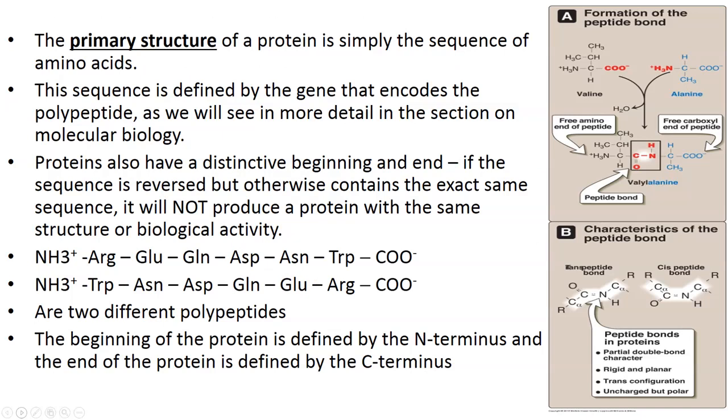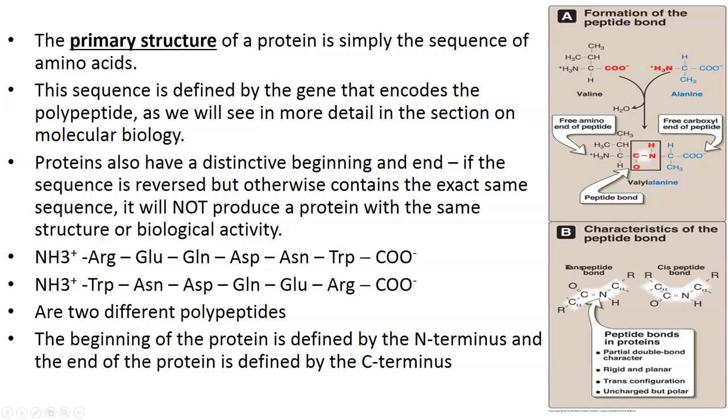So the primary structure of a protein is simply the sequence of amino acids. That's what we mean by primary structure, just the sequence of amino acids. That particular sequence is actually going to be defined by the gene that encodes it, and we'll be talking about that this week. Okay? Proteins have a distinctive beginning and end. Okay? That means you can't just reverse it and have it be the same thing.